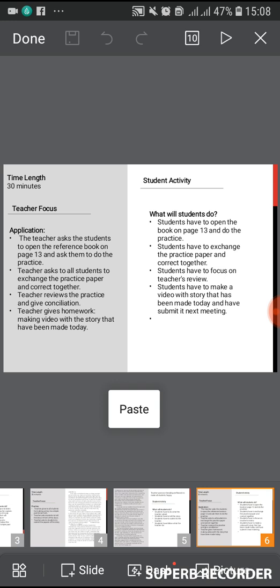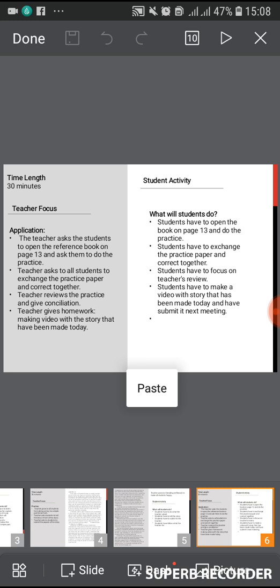And for the second one, the teacher asks all students to exchange the practice paper and correct it together. Of course, students have to exchange the practice paper and correct together. Because of it, the students will understand their mistakes. But at first, the teacher has to tell what is wrong and what is right. That way, the students will understand more about the wrong and the right.